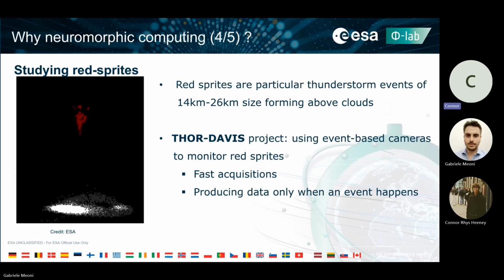The observation is typically done from space, but with a normal camera, you need to make sure it's fast enough to catch them. And also you will get a lot of useless data, because what you really care about in this application is detecting the sprites. And this camera is perfect because it can trigger very fast events, and it produces data only when you need. So this is a very interesting application for neuromorphic sensing.